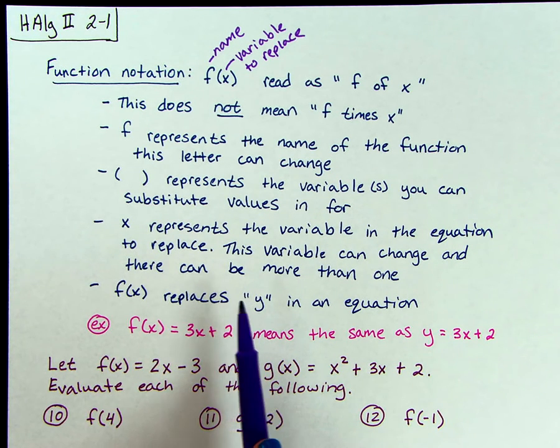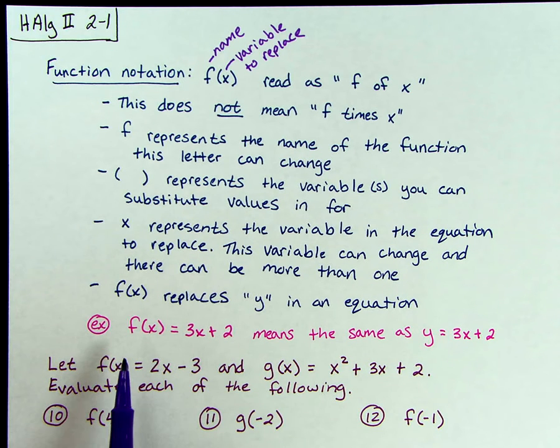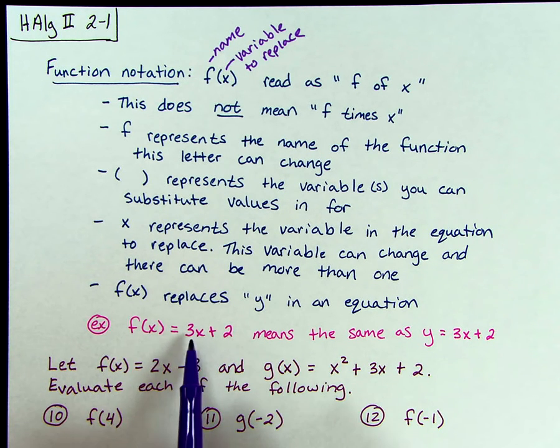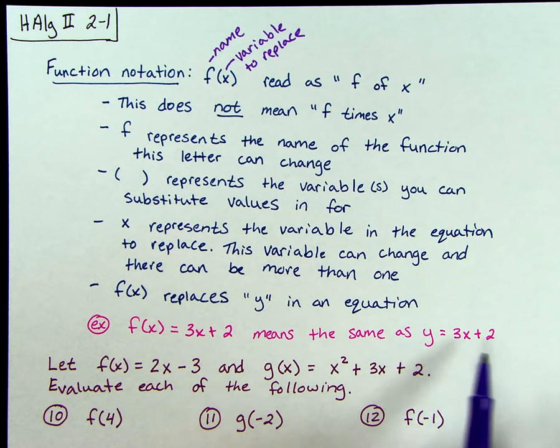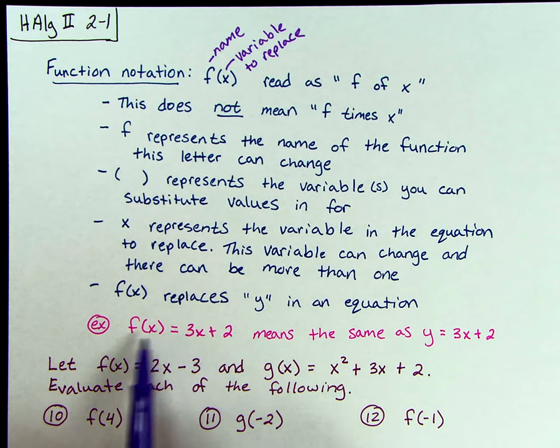If we look at an example, here if we read this, this is f of x equals 3x plus 2. And again, it means the same thing as this equation, y equals 3x plus 2. Now, we're not solving for x, so there's not really two x's here. So again, this is the name of our function. This is the variable that we would replace if we need to.